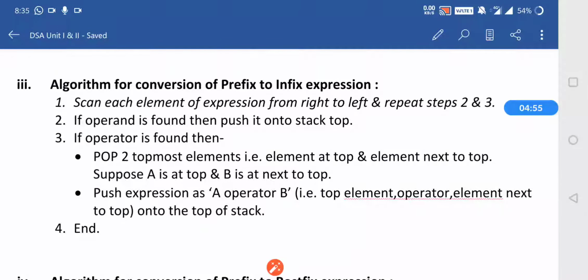So we have to build the infix expression where the operator is present in between the operands. In this way we are doing the conversion, which is from right to left.